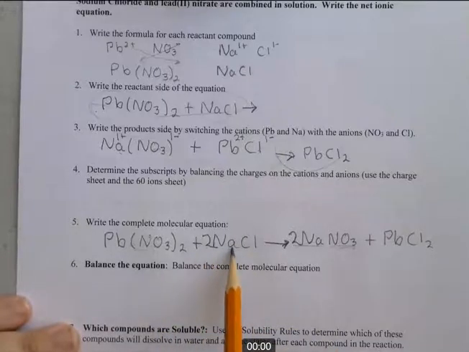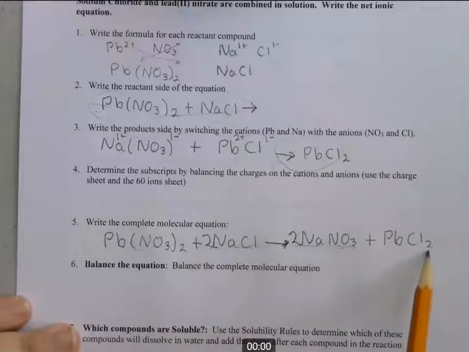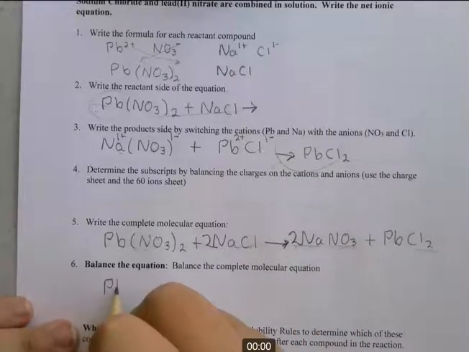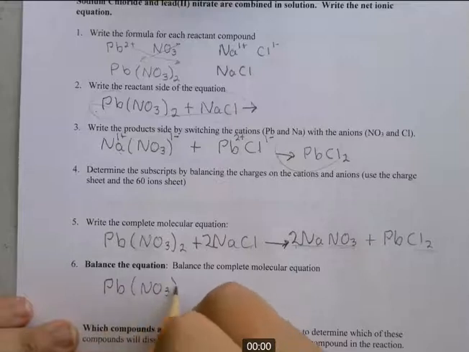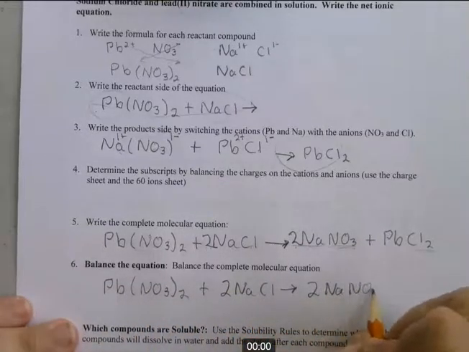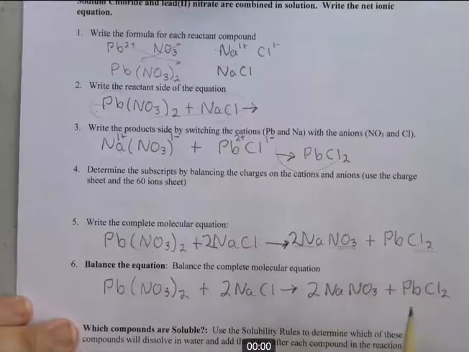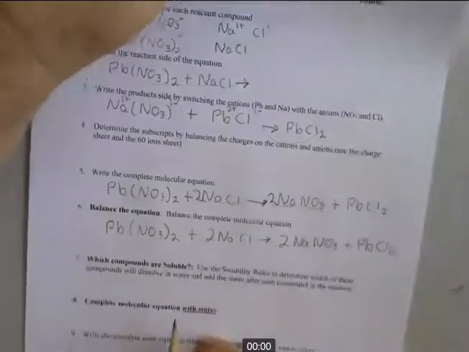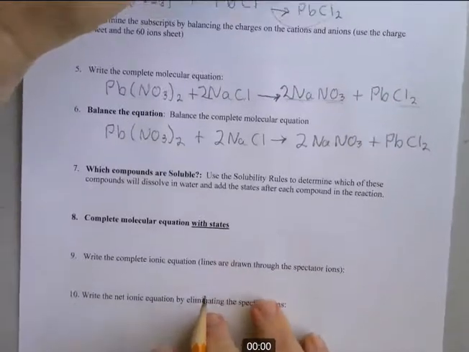So we now have 2 Nas and 2 Nas, and we have 2 Cls there and 2 Cls over there. So everything's in balance, okay? So it's 1, 2, 2, 1. So let's go ahead and write that clearly. Okay, and there you go. That's your balanced, complete molecular equation.